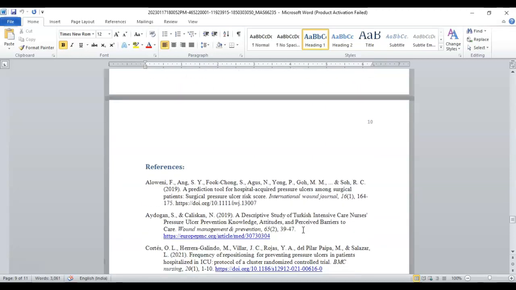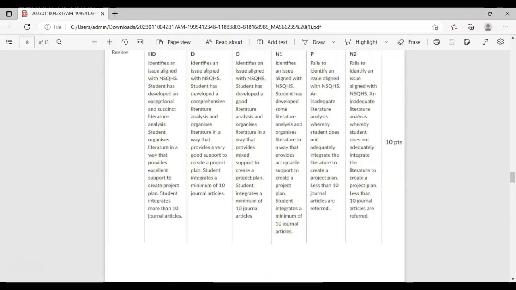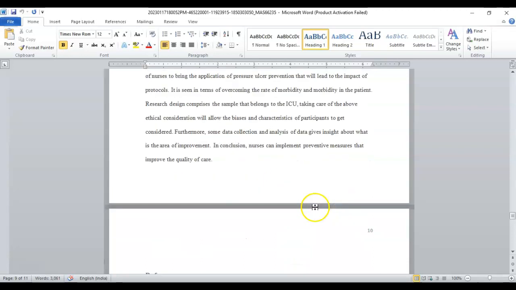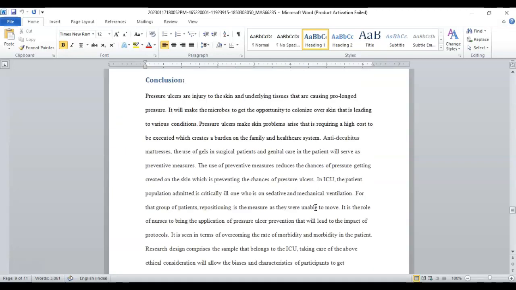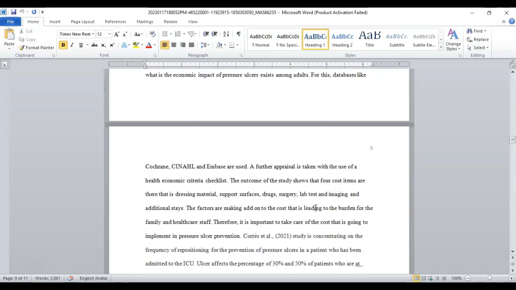After that comes the reference list, and before the final submission we have to check the format. The formatting is: the main content is double spaced and the reference list is single spaced, and we have added the page number as well as the cover page.